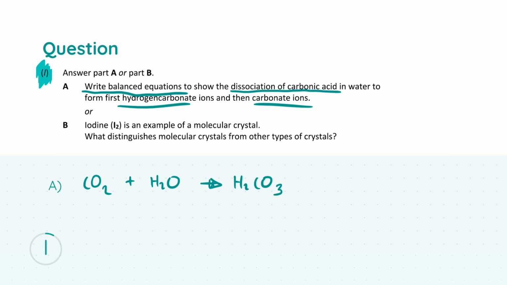H2CO3. Now this isn't explicitly required in order to get your full marks, but personally I find it a little easier to remember than just remembering the formula for carbonic acid. Moving on to that, we now need to show how it dissociates in water to form first a hydrogen carbonate ion and then carbonate ions, just plain old carbonate ions. So we need to show how it dissociates to form first that hydrogen carbonate.